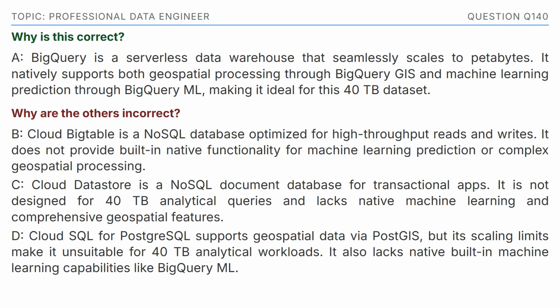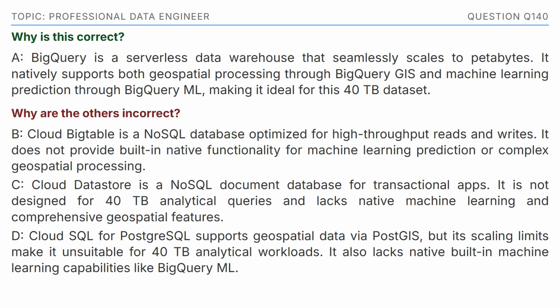Why is this correct? A. BigQuery is a serverless data warehouse that seamlessly scales to petabytes. It natively supports both geospatial processing through BigQuery GIS and machine learning prediction through BigQuery ML, making it ideal for this 40 terabytes dataset. Why are the others incorrect?